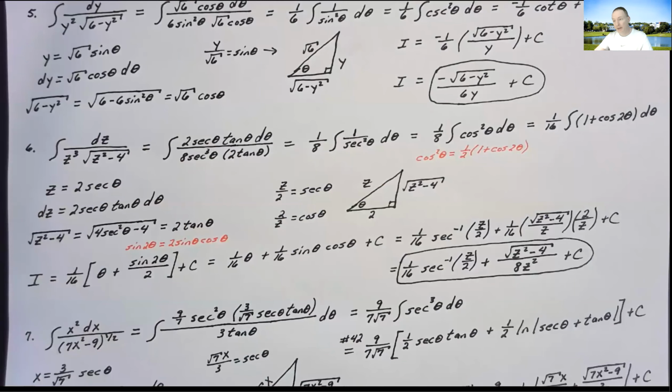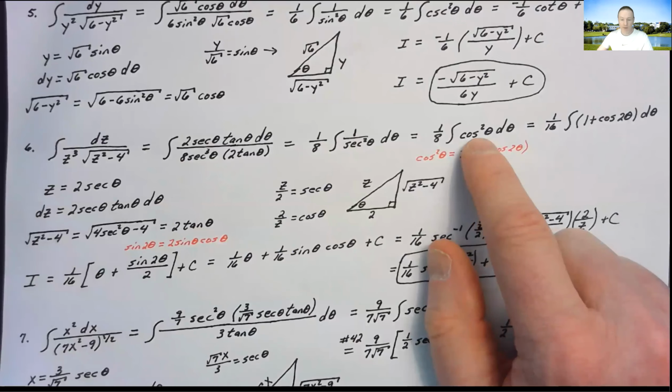As soon as I do that, I don't know how to integrate 1 over secant squared. So I just say, well, secant's nothing more than the reciprocal of cosine. So if you have 1 over secant squared on the inside, then you have a cosine squared on the inside.